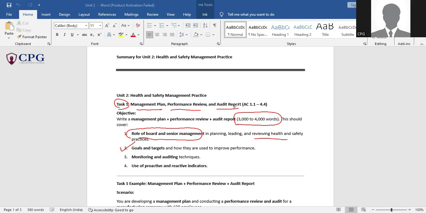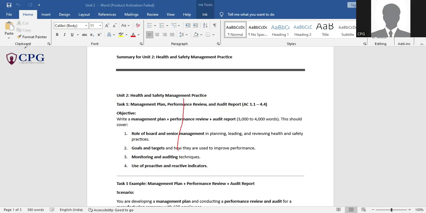Next, as we said, the audit and performance review. For the performance review, we will be using reactive and proactive measures. Proactive indicators we will be using are audits, inspections, and all those things. For the audit report, auditing will be practiced, and then audit reports will be made. So this is all about our task 1.